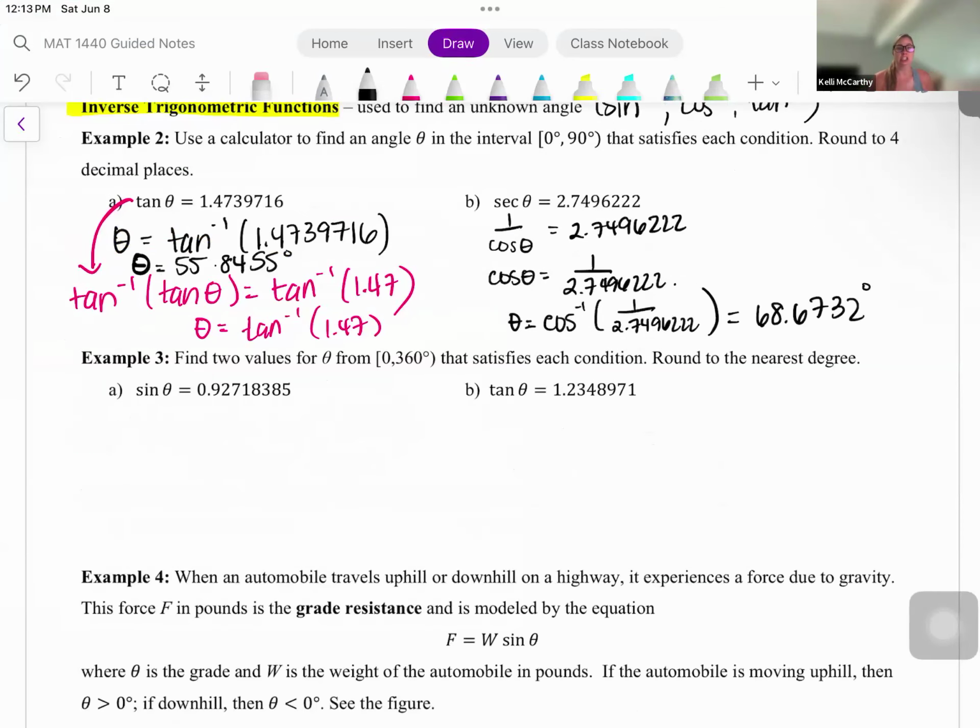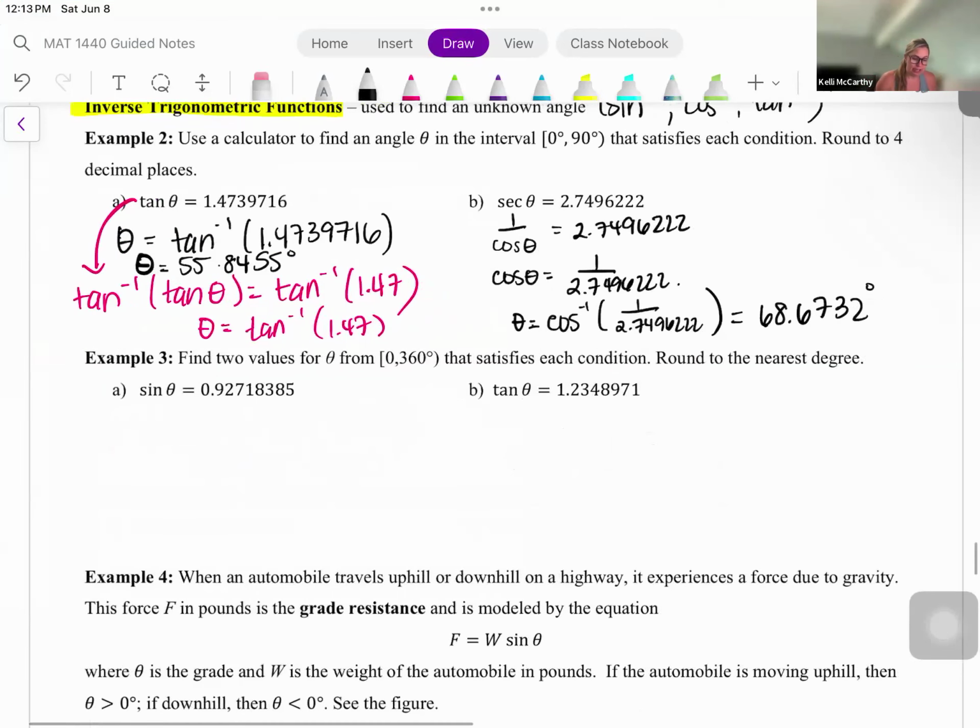In this next example, we're going to shift to finding two values for theta between 0 and 360 degrees that satisfy each condition. Sine of theta is equal to 0.92718385. So using our inverse trig functions, we can find that theta is equal to sine inverse of 0.92718385. And I'm going to round this to the nearest degree, so theta is equal to, using our calculator, 68 degrees.